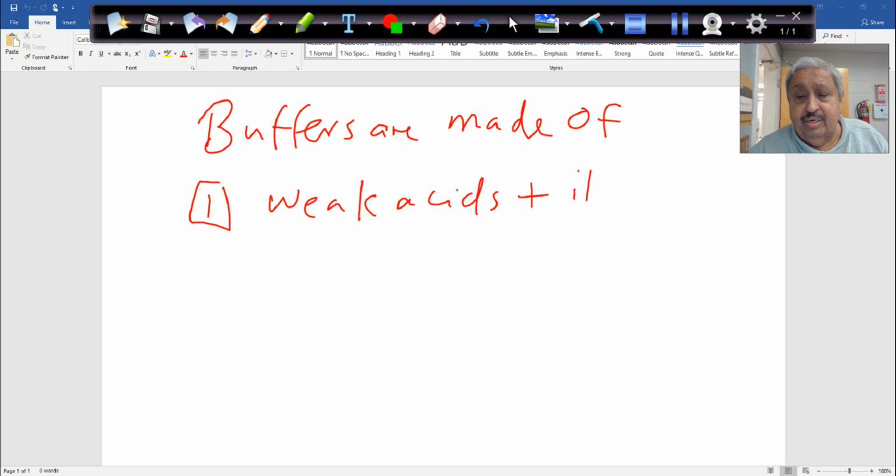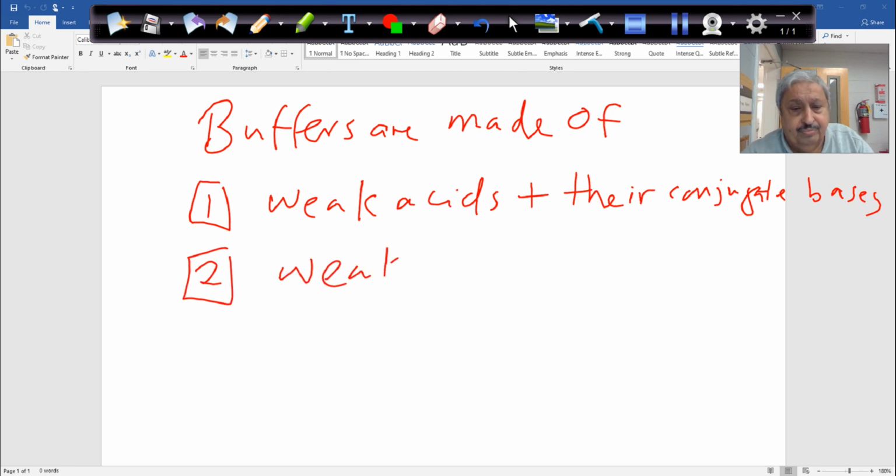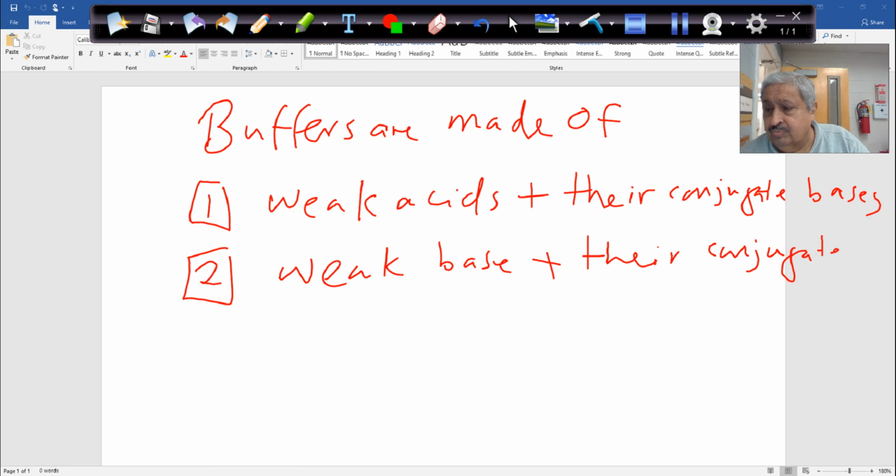plus their conjugate bases, or weak bases plus their conjugate acids. So if I have, for example, let's look at the acids here.